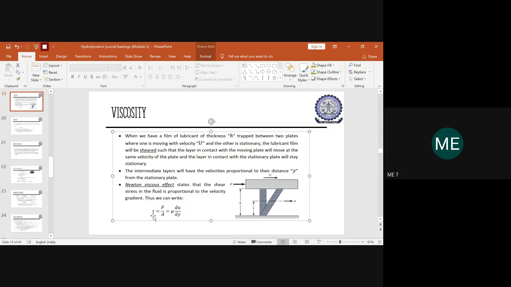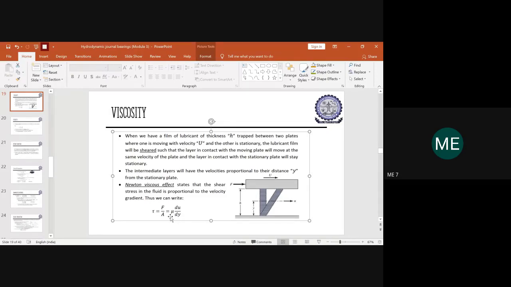So we write the shear stress will be equal to force upon the cross-sectional area. But as per Newton's effect, this is proportional to the velocity gradient, and hence you should determine the velocity with which it is moving. And I told all the intermediate layers here will be moving with some velocity which is proportional to this distance y. So the velocity gradient here will be varying with respect to the distance y which is away from the fixed plate. And hence the velocity gradient here will be represented by du by dy.